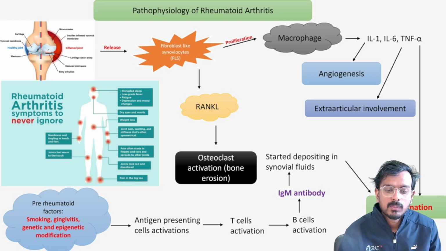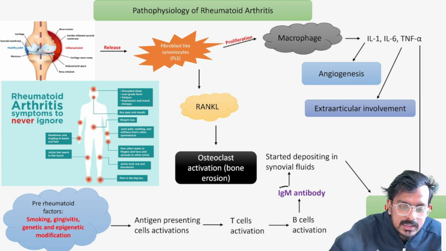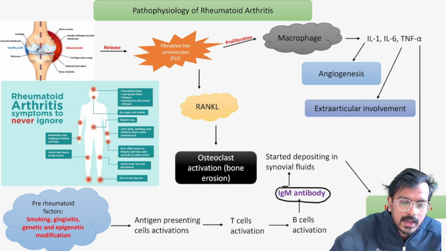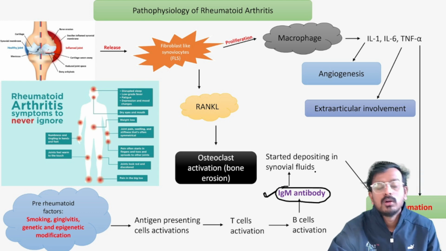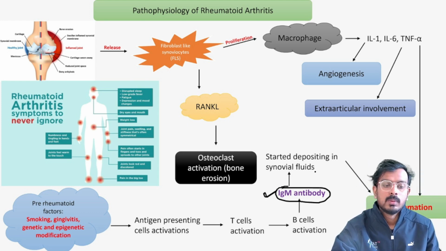So in inflammation, which immunoglobulin participates? One question can be asked. Please remember IgM antibody. IgM immunoglobulin is one of the important factors for inducing rheumatoid arthritis. So you have to remember that.